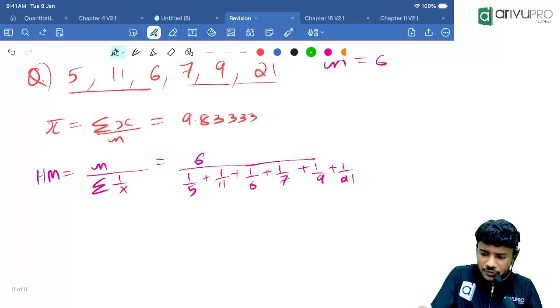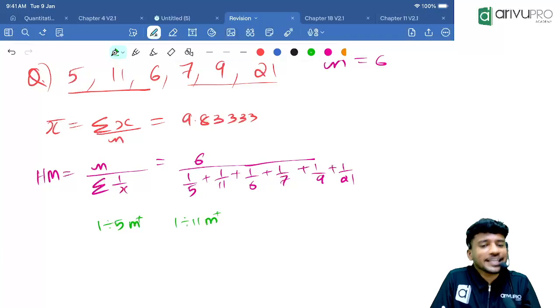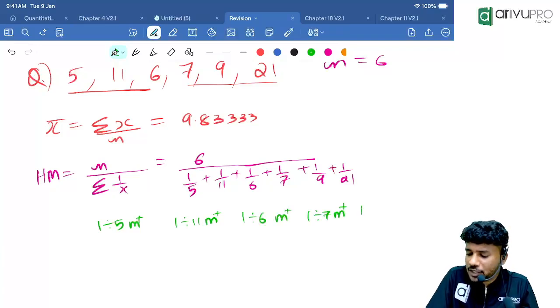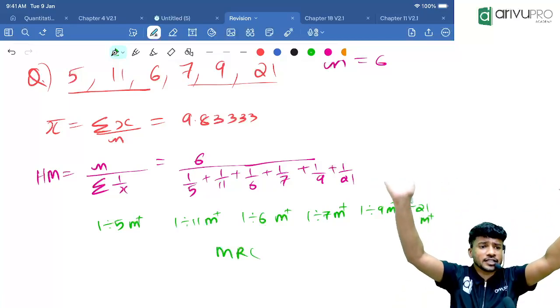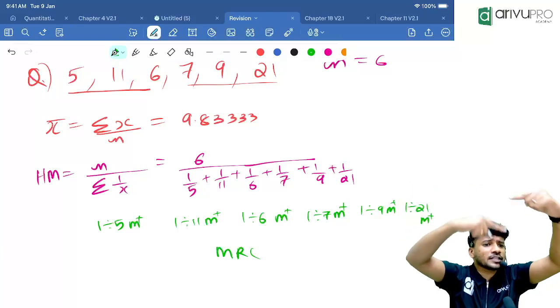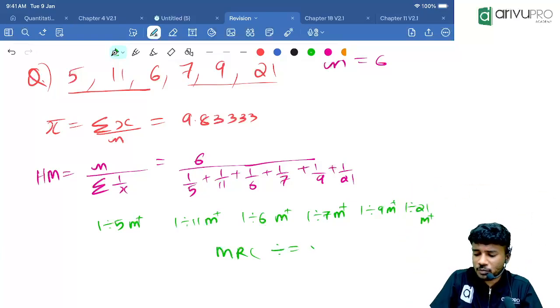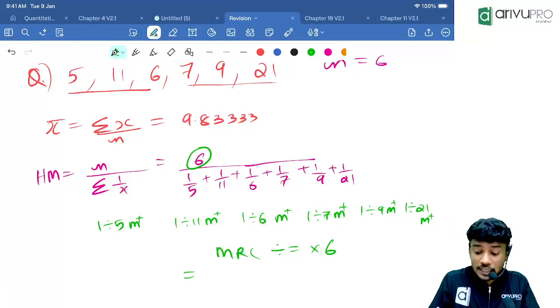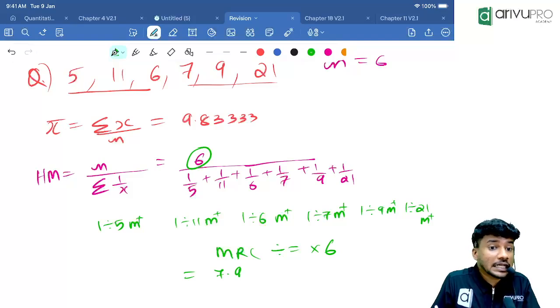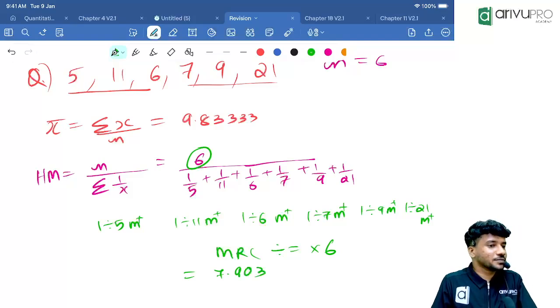In the calculator, I will write 1 divided by 5, M plus, 1 divided by 11, M plus, 1 divided by 6, M plus, 1 divided by 7, M plus, 1 divided by 9, M plus, 1 divided by 21, M plus. Then once you click MRC, you get the entire value of the denominator in the calculator. So how can I take the reciprocal now? Divide equal to, multiply it with 6. How much is the HM you are getting? 7.903. Everyone got it?